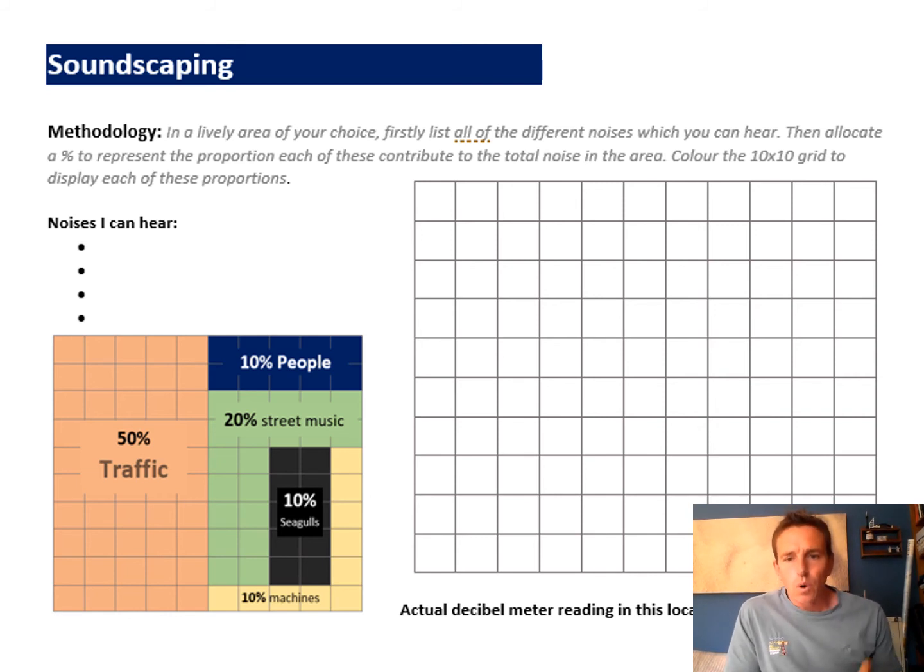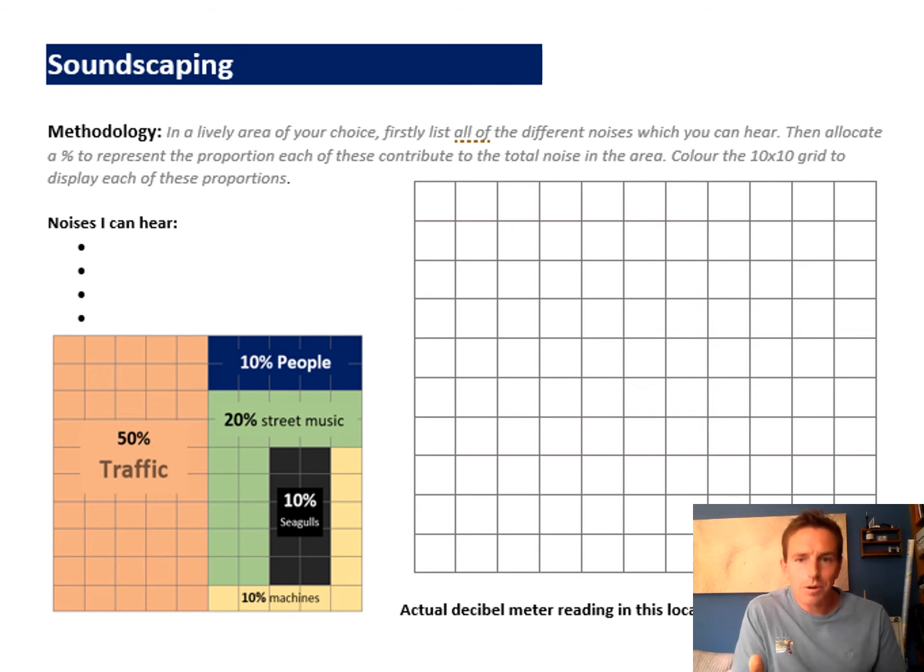And what they do is they use the microphone on your phone to gauge and to record the sound levels in the area that you're in. So if you're doing a soundscaping survey, you could also then, once you've done that, gather the actual accurate decibel reading for the location that you're in.